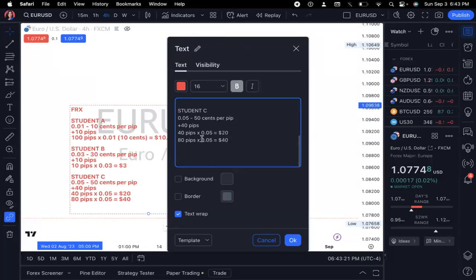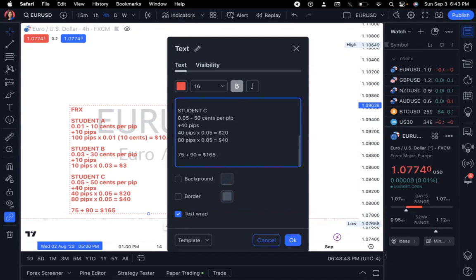Now, we're going to focus on student C. Let's say student C started with $75 in the account. That was their starting amount. And then they made $90 profit from the 300 pips, and they were only using a 50-cent lot size. So 90 plus 75, now their balance in their trading account is $165.